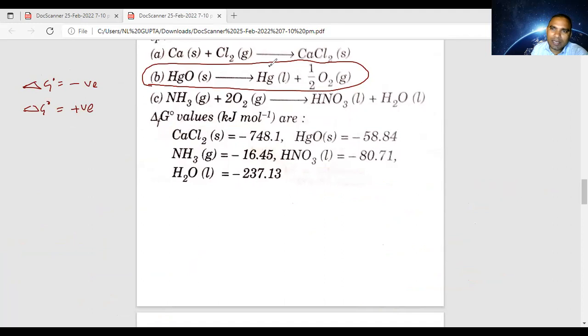See, Hg is in its natural state. Hg is from metal, and it is found in this form, so its value is going to be 0 only. Oxygen is also found naturally in this form, so its value will also be 0. So what will be the delta G naught value?